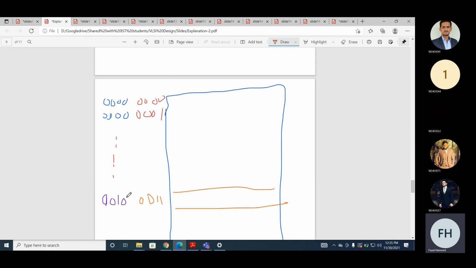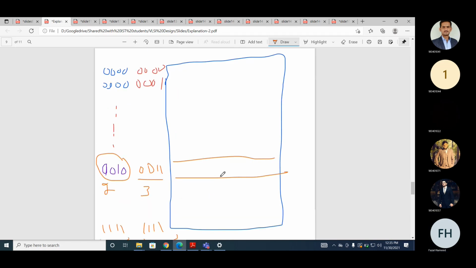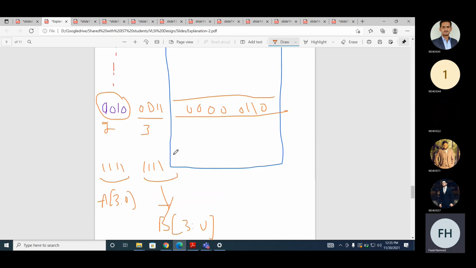Which value should be stored in this location? What is A now? 2. 2 multiplied by 3? 6. What will be the output? 0, 0, 0, 0, 0, 1, 1, 0. And which value will be stored here? 15 multiplied by 15. So what will be stored here? Binary of what? 225.